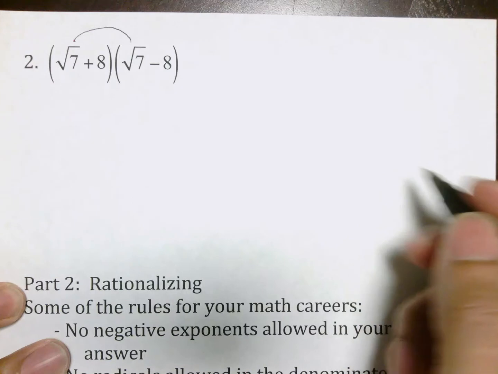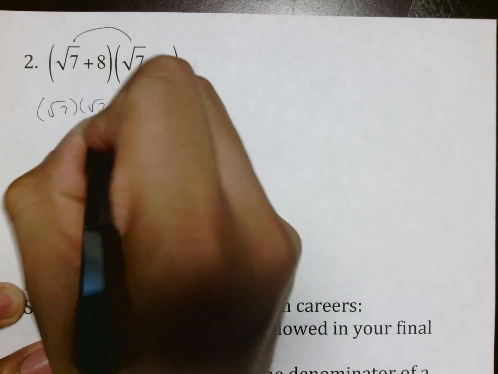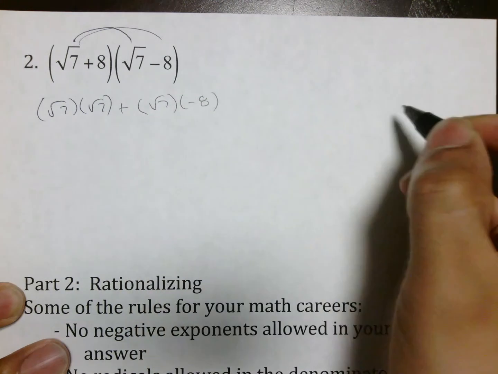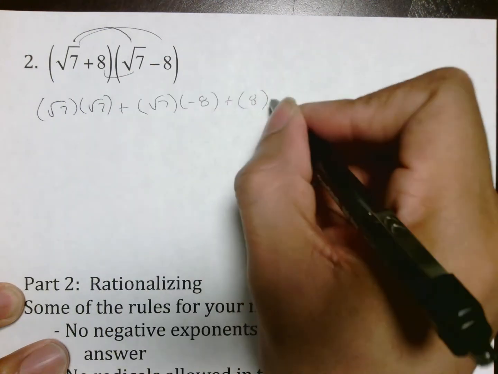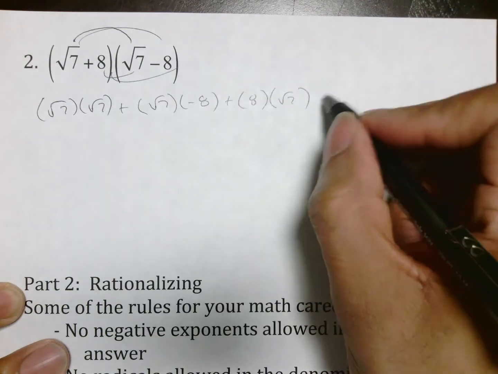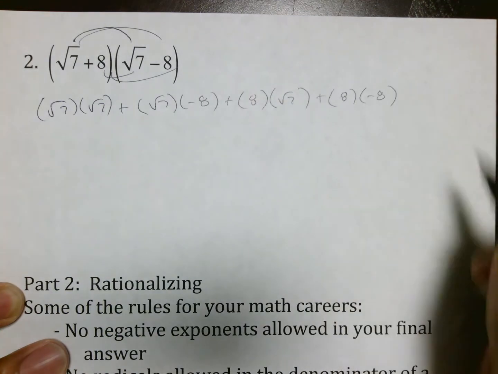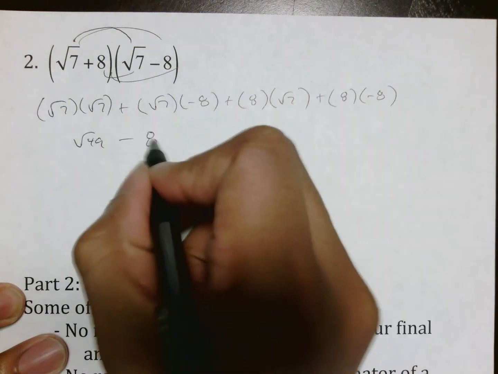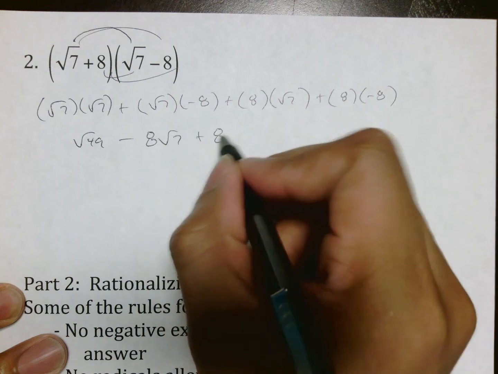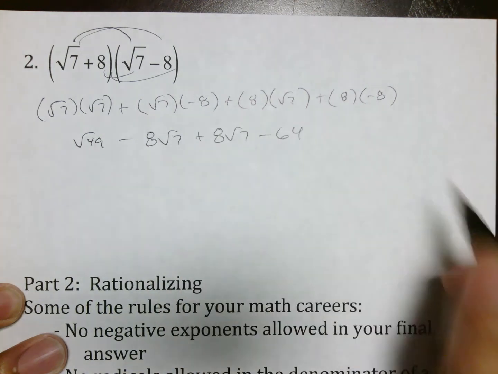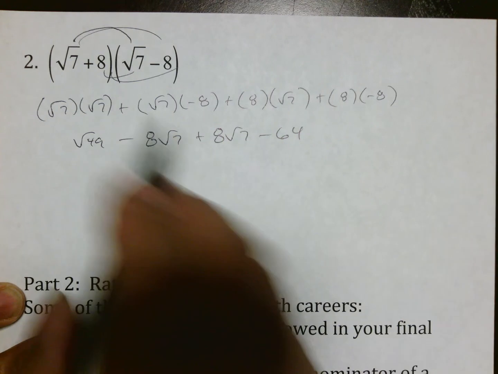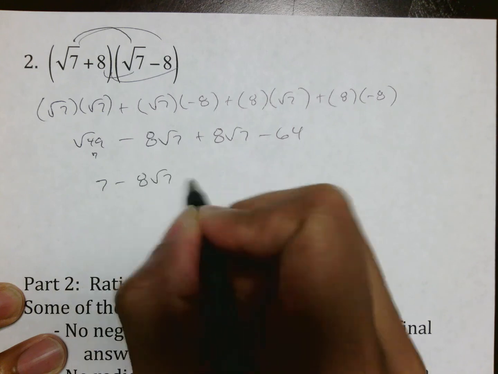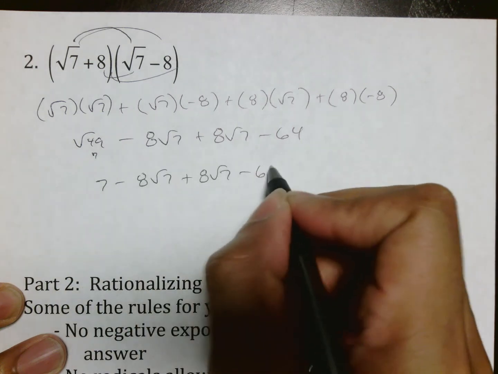I don't know if you remember what happens, but let's just look. Root 7 meets root 7, and root 7 meets negative 8, and 8 meets root 7, and 8 meets negative 8. From there, what happens is you get the square root of 49 minus 8 root 7 plus 8 root 7 minus 64. And again, trying to make sure we look at the fact that we do have a root times itself. It means that 49 actually turns into a 7 minus 8 root 7 plus 8 root 7 minus 64.